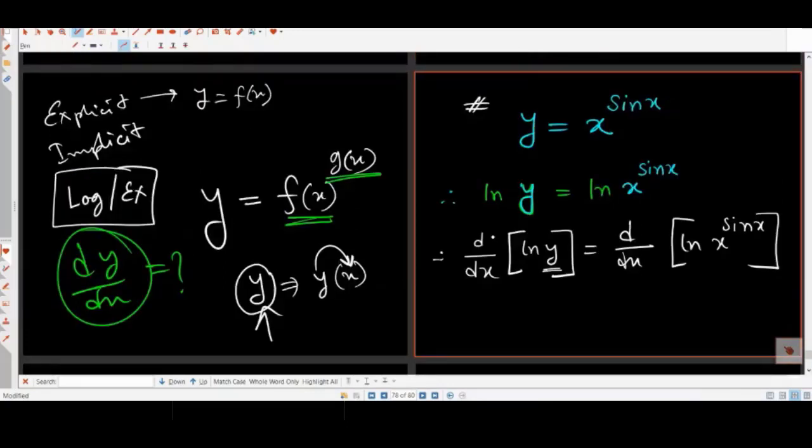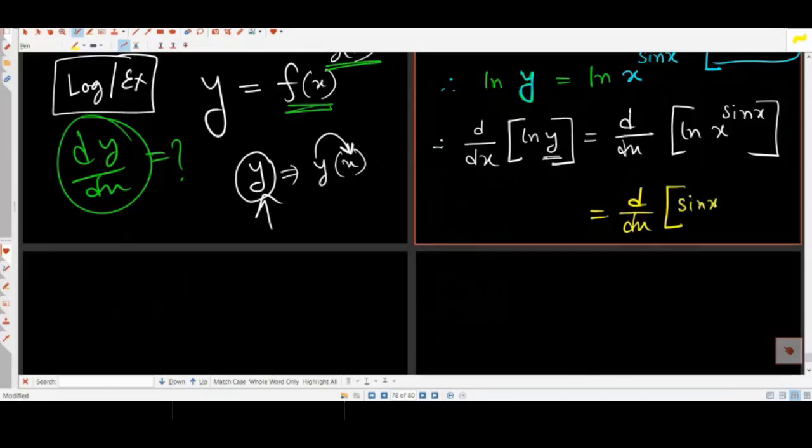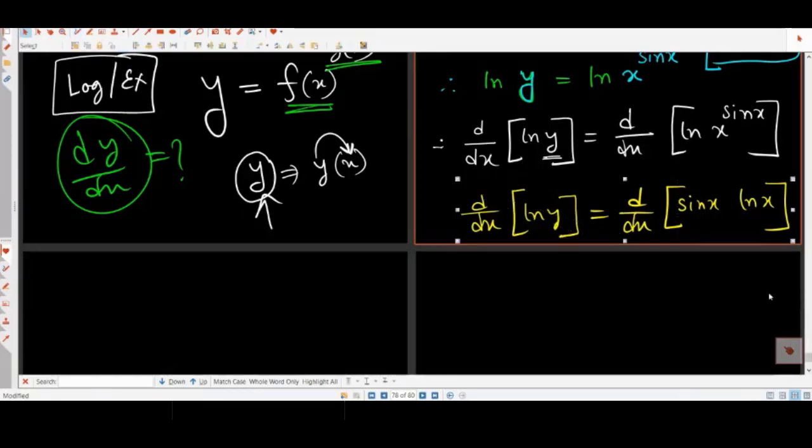So on the right side, we have natural log of x power sine x. The reason behind taking logarithm is that we can easily use the logarithmic property. We know that natural log of a power b can be written as b natural log of a. So this is the property. Let's do the same thing here. d dx of sine x natural log of x, and in left side we have d dx of natural log of y. So our target is to find dy dx.